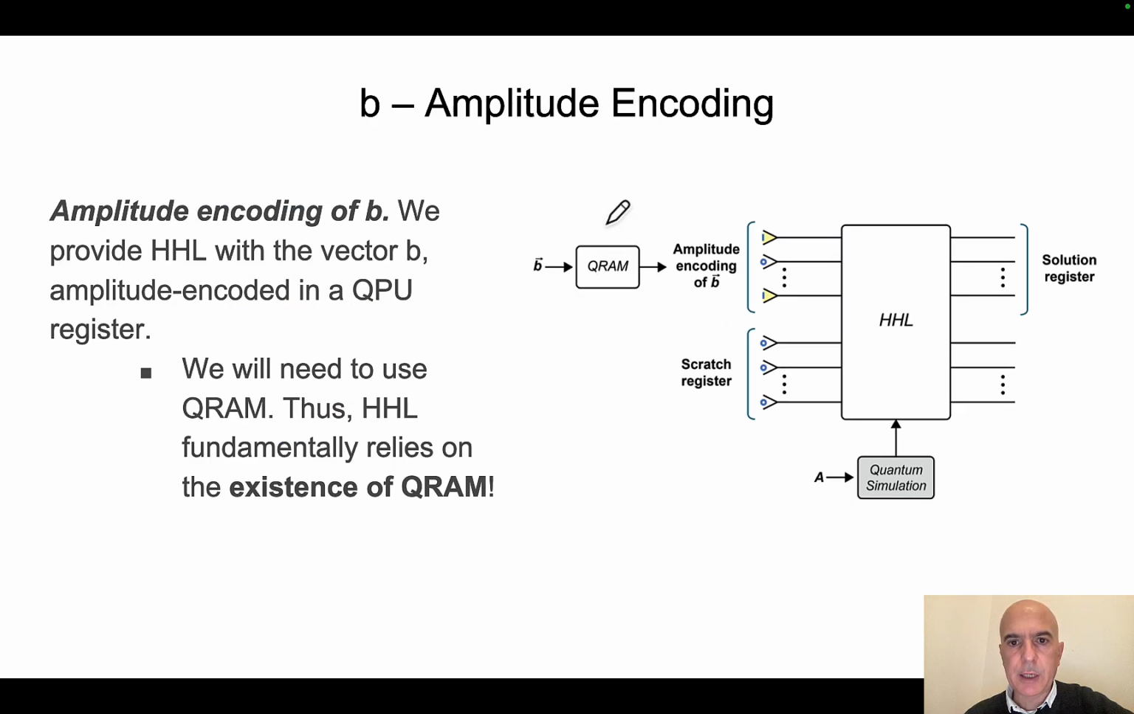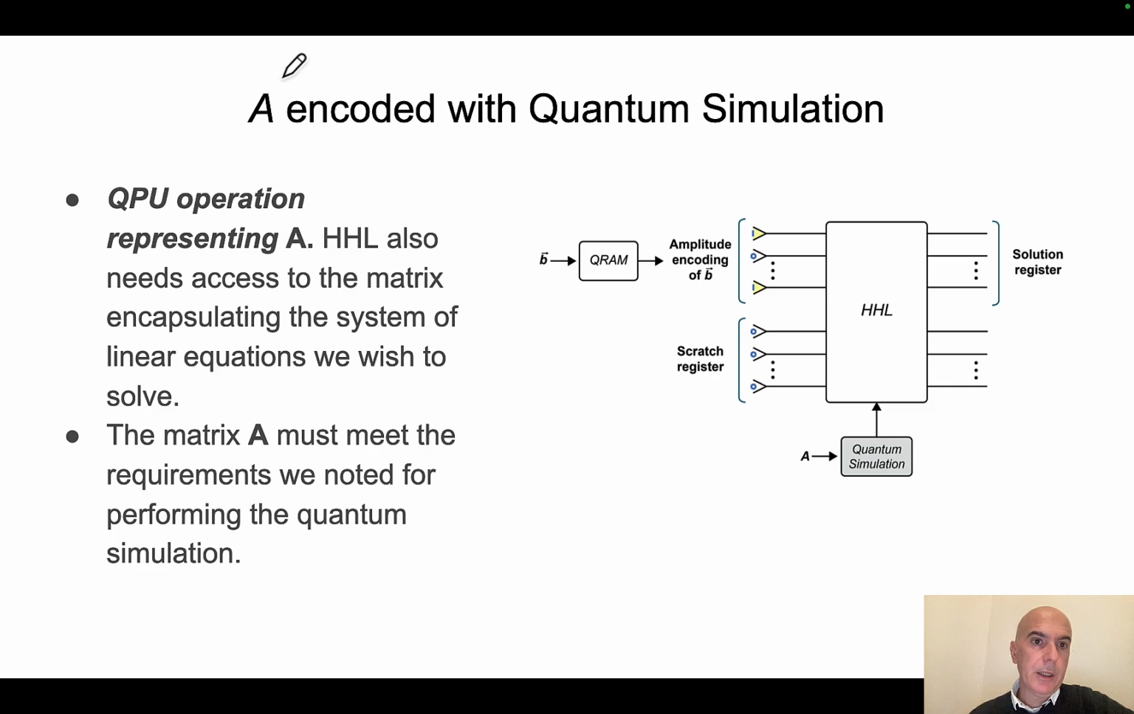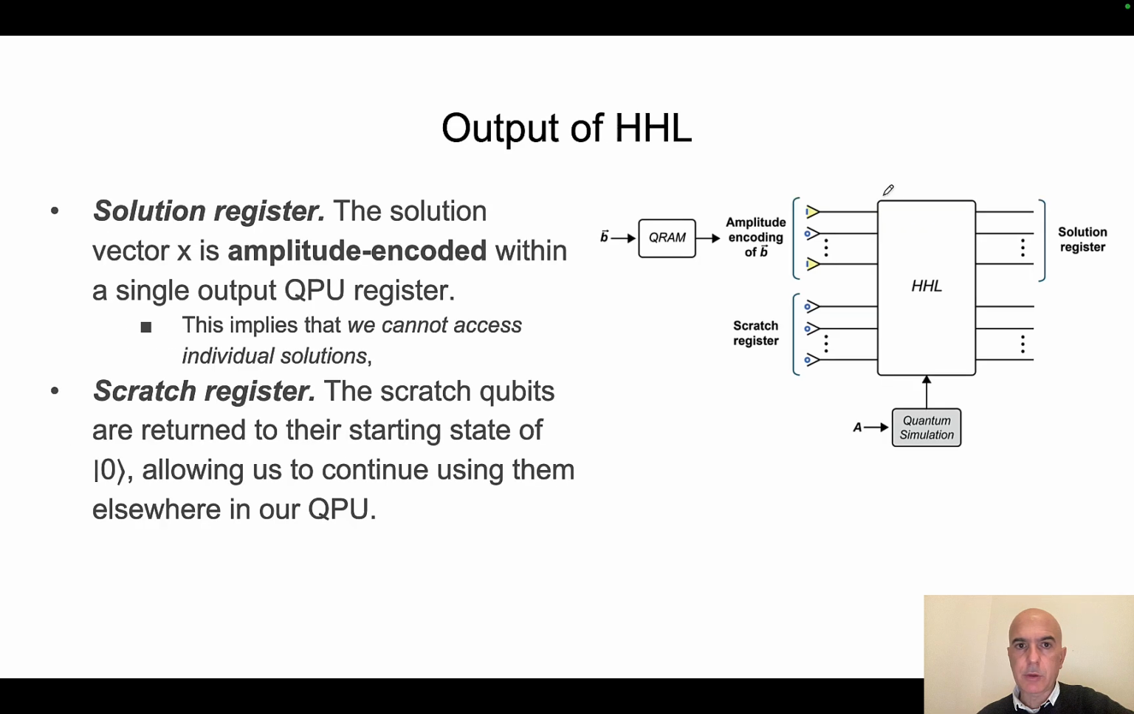I already mentioned that our B will be amplitude encoded, and therefore we might also need the QRAM if we want to use different quantum states to encode B. I also mentioned that our matrix A will be encoded using the quantum simulation approach. We can start from a generic matrix A and make it Hermitian. Once it's Hermitian, we can use an exponentiation process to express it in terms of quantum gates. So the matrix A must meet all the requirements that we noted for performing the quantum simulation.